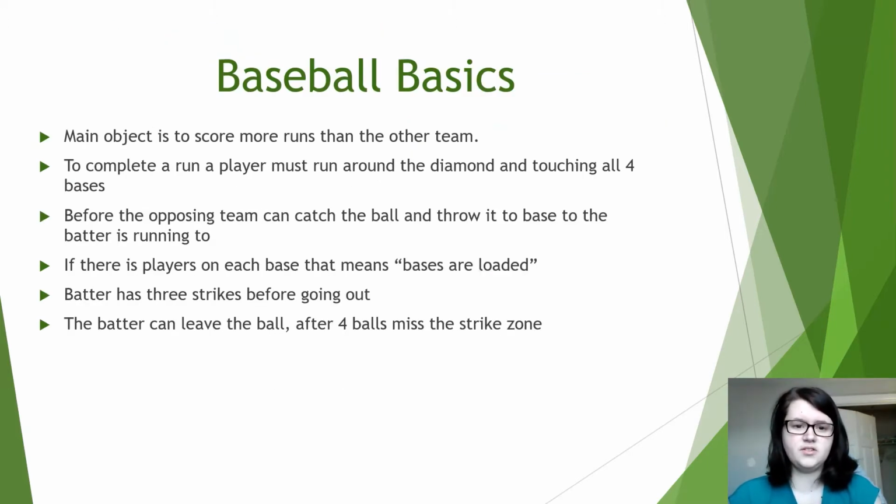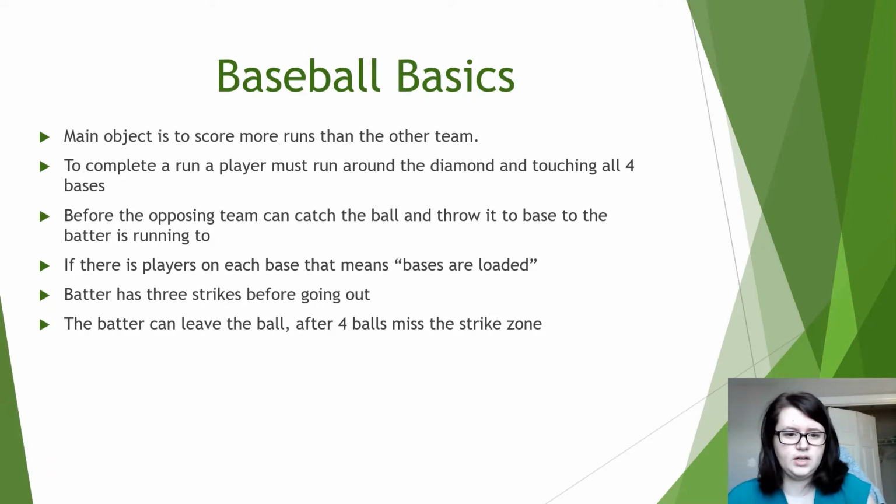Baseball basics. The main objective is to score more runs than the other team. To score a run, the player must run around the diamond, touching all 4 bases in order of first, second, third, and home, before the opposite team can catch the ball and throw it to the base that the batter is running to.